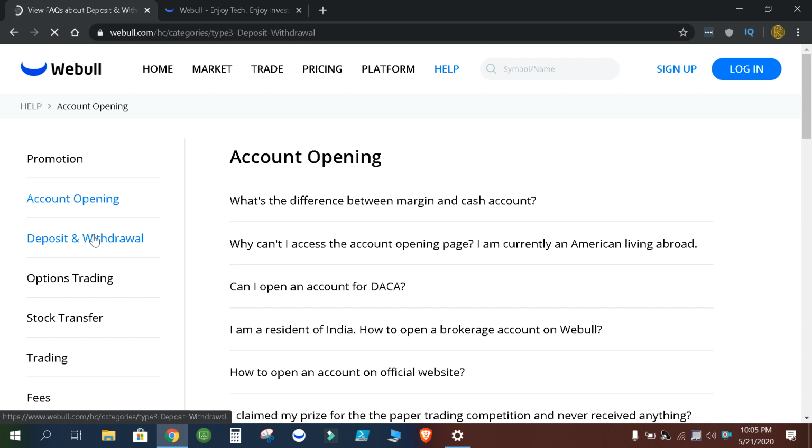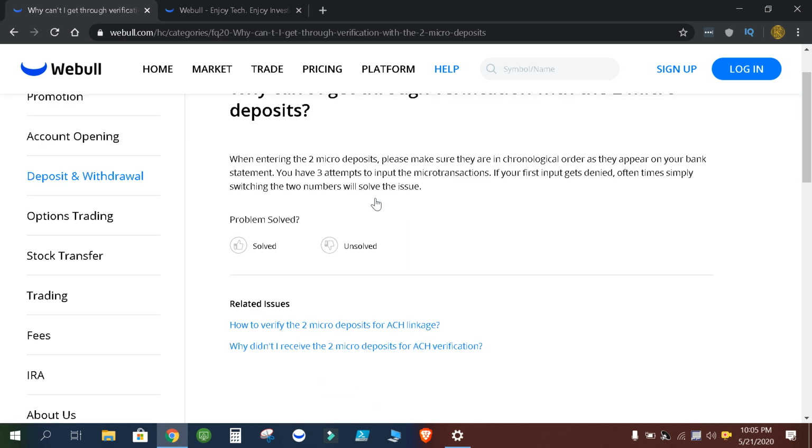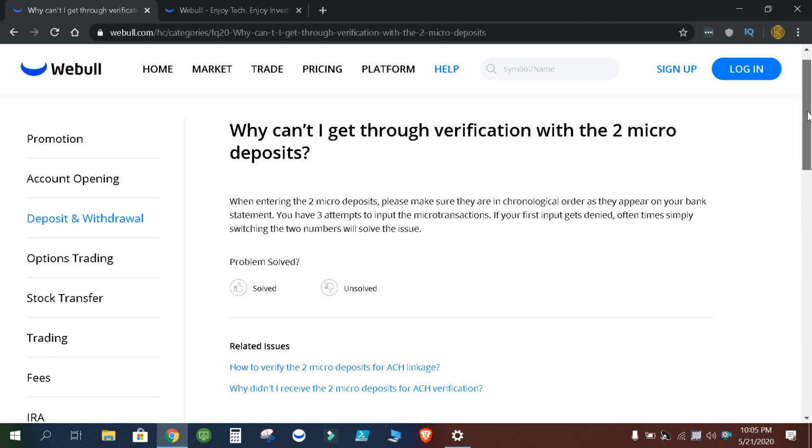All right, so okay. Let's see here. Verification with 2 micro deposits. It says enter in the 2 micro deposits. Please make sure that they're in chronological order. This is just basically if you've had issues putting in the verification deposits. When you open up an account and attach your bank account, Webull wants to make sure that you're using your account, so this is pretty standard. They throw in a couple of micro deposits, and you just have to make sure you put that in the right order.